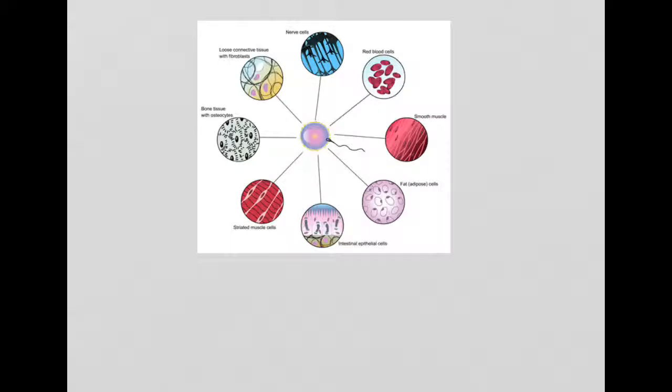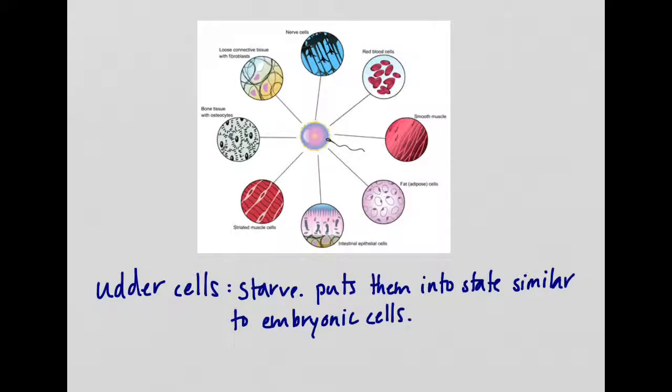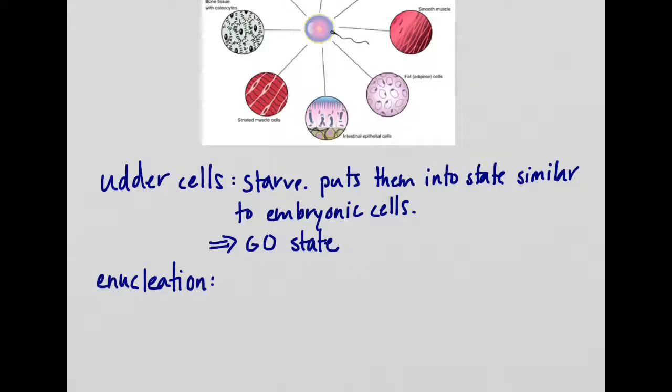So at this Roslin Institute, what they did was they took udder cells from a sheep and they basically starved the cells, meaning they didn't give the cells the nutrients that they needed. So this puts the cells into a state that is similar to embryonic cells. And we call this the G0 state.